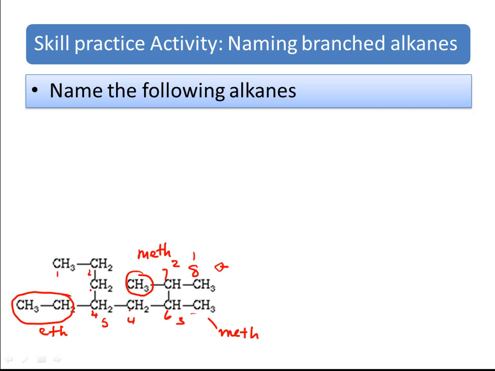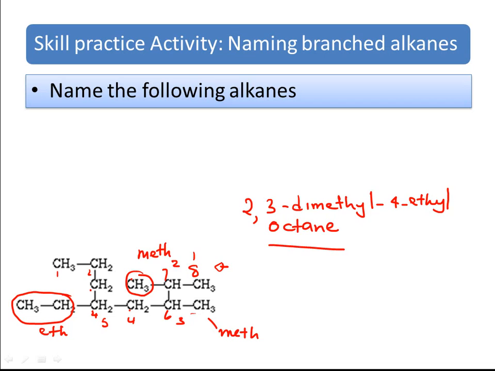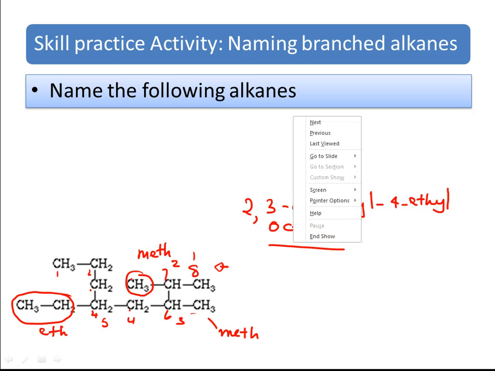So this one is going to be named as 2, 3. So I've got this methyl group and that methyl group, 2 methyl groups, dash, dimethyl, dash, 4, dash ethyl, and we said it has got 8, so octane. This is how we name this one. I shall see you when you attempt the next question, which we are moving on to straight away.